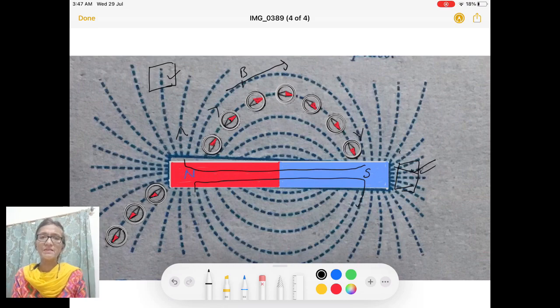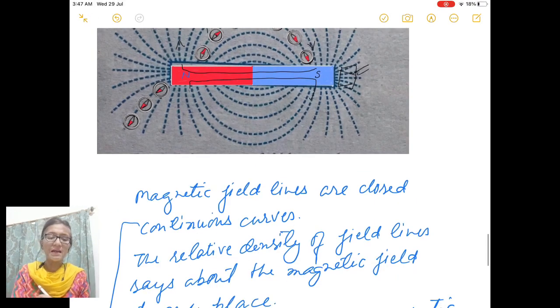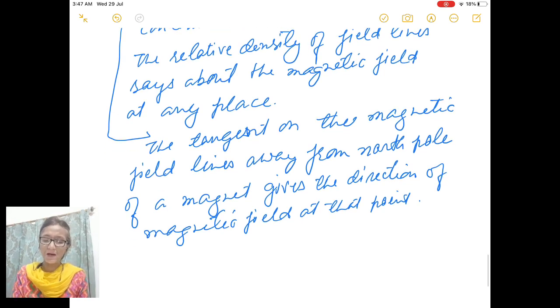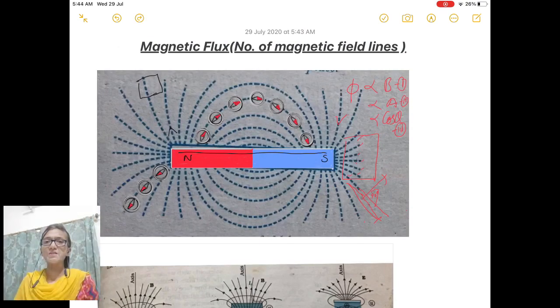So relative density gives you the magnitude of magnetic field, and direction is given by the tangent on these magnetic fields away from North Pole. Next, magnetic flux. Magnetic flux is synonymous to magnetic field lines.